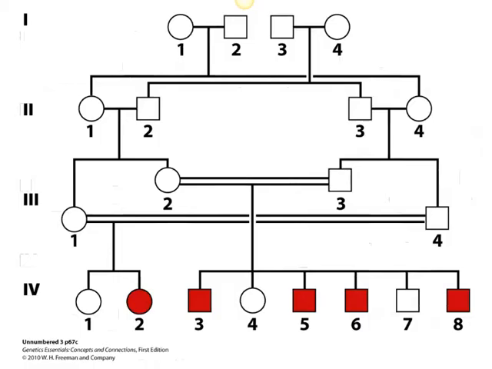Now the double line indicates inbreeding. So you can see that individuals 3-2 and 3-3 are actually cousins, because their fathers are brothers. These are brothers, and actually their mothers are sisters, so they're actually double cousins. That's interesting. So this is inbreeding between double cousins. Pretty interesting pedigree. But what would you guess the mode of transmission would be here?